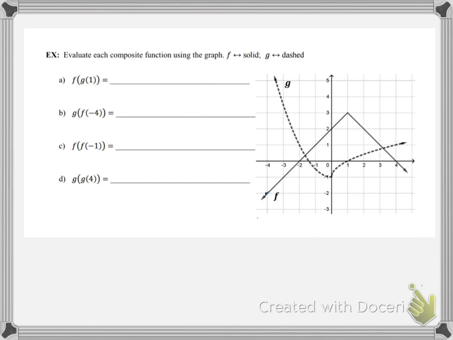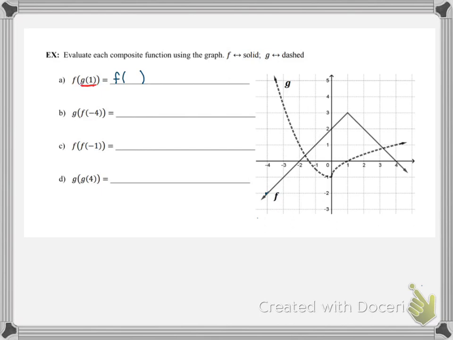Okay, so the process is going to be exactly the same when we're working with a graph. We just have to be really careful, again, about taking it step by step. So if I want to evaluate f of g of 1, then the first thing I'm going to do is replace g of 1 with whatever g of 1 is. So I'm going to write f of, and then I'm going to figure out what g of 1 is.